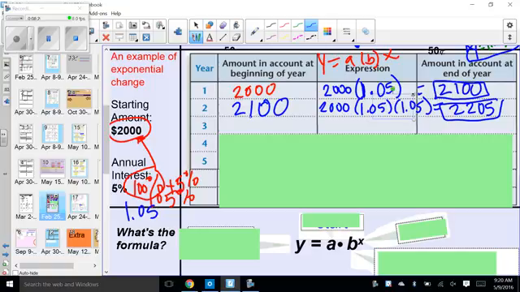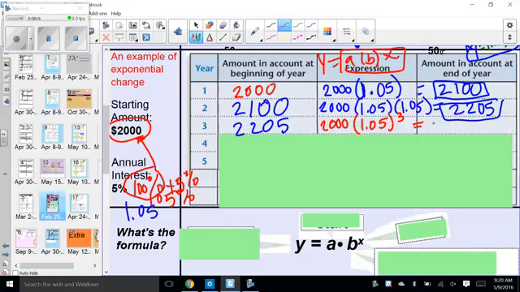So when I go into year 3, I have $2,205 at the beginning. If we use this equation now, my initial amount that I started with was 2,000. My interest growth is 1.05. 100% of the money comes back plus 5% is 105%, in decimal form 1.05. And for 3 years, I need 3 of those. So instead of writing it out every time, 1.05 times 1.05 times 1.05, I'm just going to say that that's to the third power, 3 of them. Go ahead and type that in: 2,000 multiplied by 1.05 to the third power.